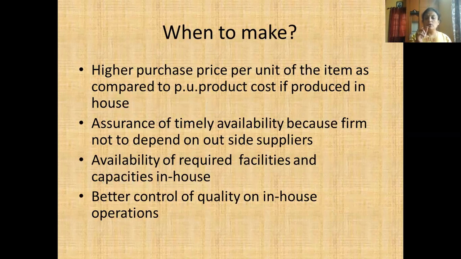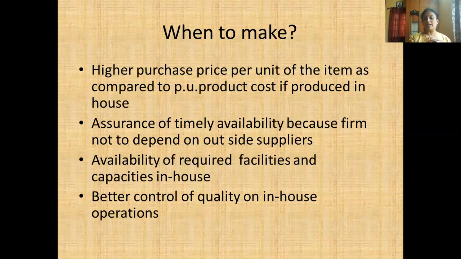Higher purchase price per unit of the item, if it is there, then it is better not to purchase, because of the higher purchase price as compared to per unit product cost if produced in-house. So we have to compare what is the production cost per unit, what is the purchasing price per unit, compare them and decide which is better. Assurance of timely availability, because the firm need not depend on outside suppliers. You know, if we are purchasing and the supplier is providing the goods within the time, then we can rely upon him. That is a better decision.